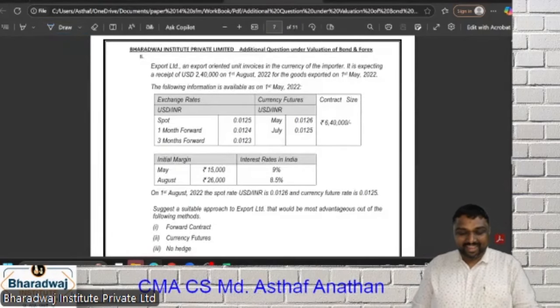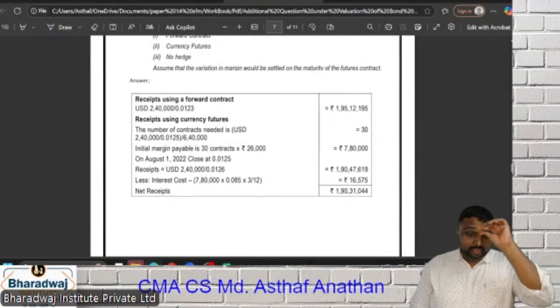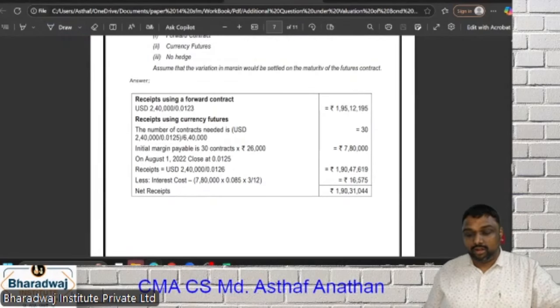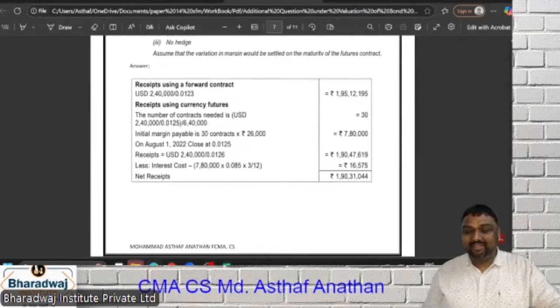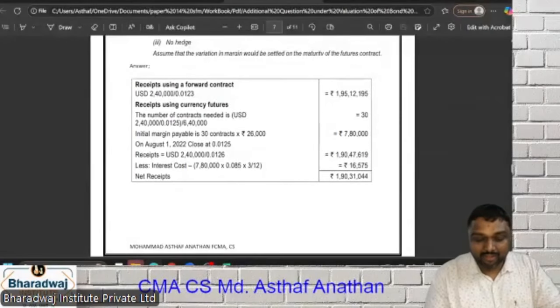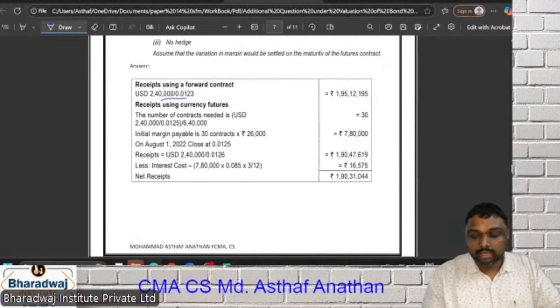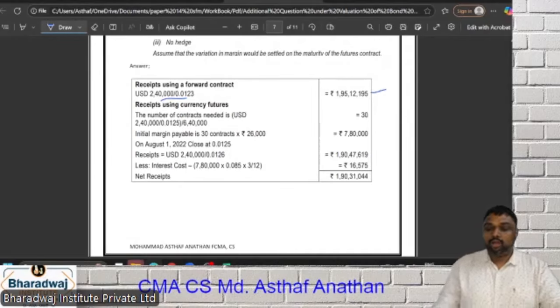So congrats to those who tried. So the receipt under the forward contract. It's a very small question, so I don't want to take much time from you. So 2,40,000 by 0.0123. The reason we have discussed why 0.0123. So you will get an amount of 1 crore 95 lakh 12,195.